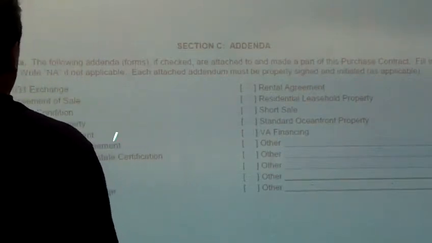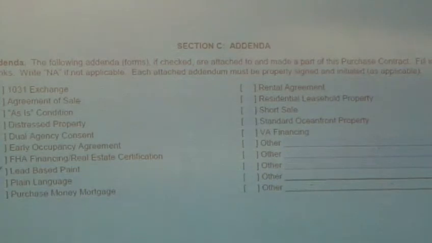C, the next section, addenda. Section C, we're talking about all of the addenda that can be attached to the contract. The standard purchase contract is 14 pages, and that only includes the normal things in a contract. If it were to include everything that's not relevant, the contract would become 28 pages, and there's no reason for it, because in most cases you would be marking them NA, NA, NA.